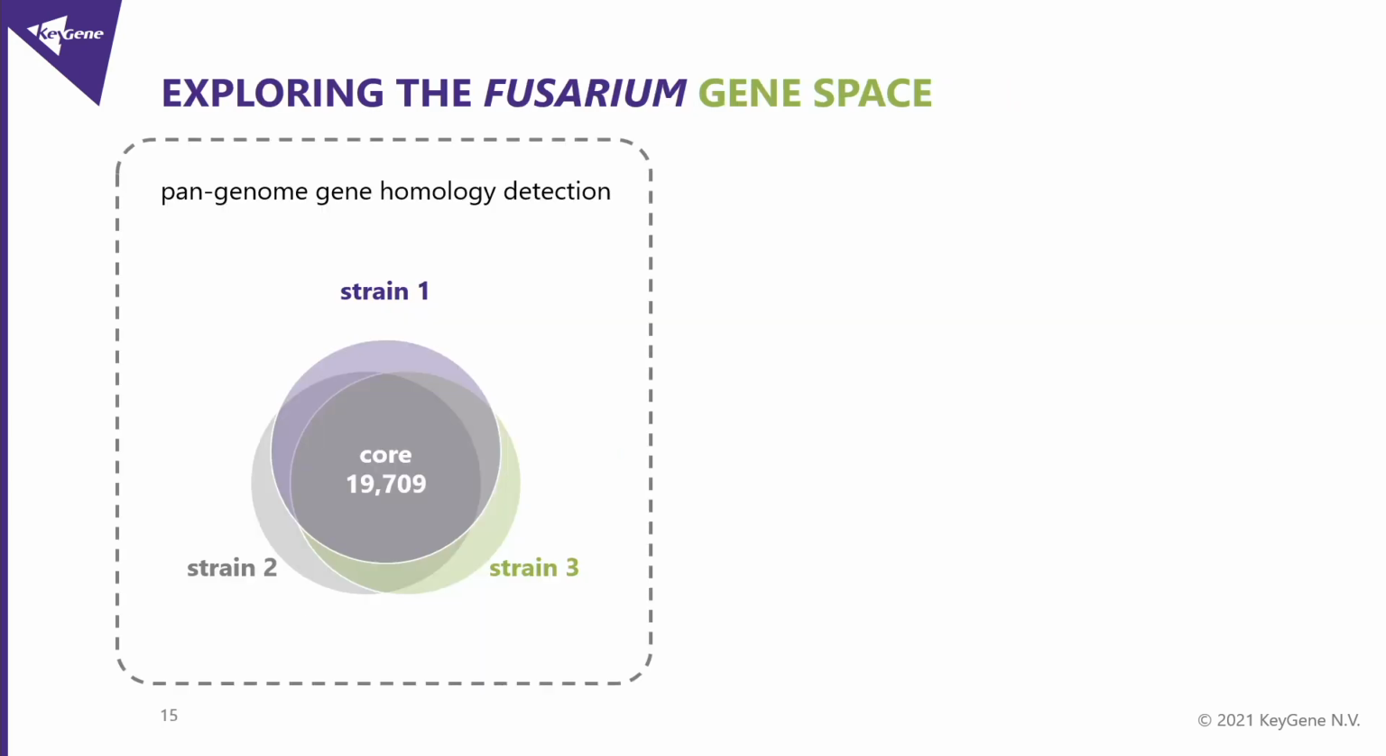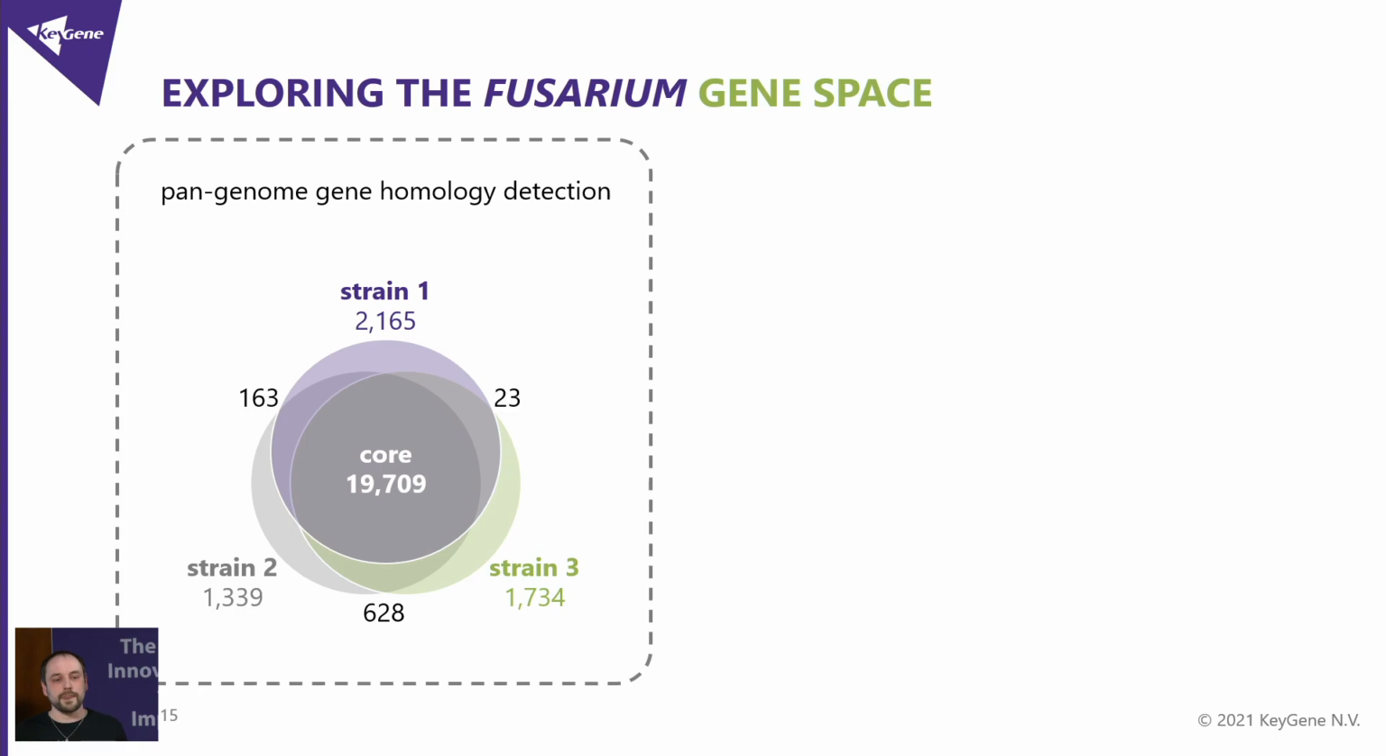And when looking at this Fusarium gene space, looking at these 3 strains, we see that about 20,000 of those genes are conserved between the 3 strains. And there's a few thousand that are actually found specifically only in one of each of those strains. So this is the unique part. And there's a small part of genes that are found in only 2 out of 3 strains.